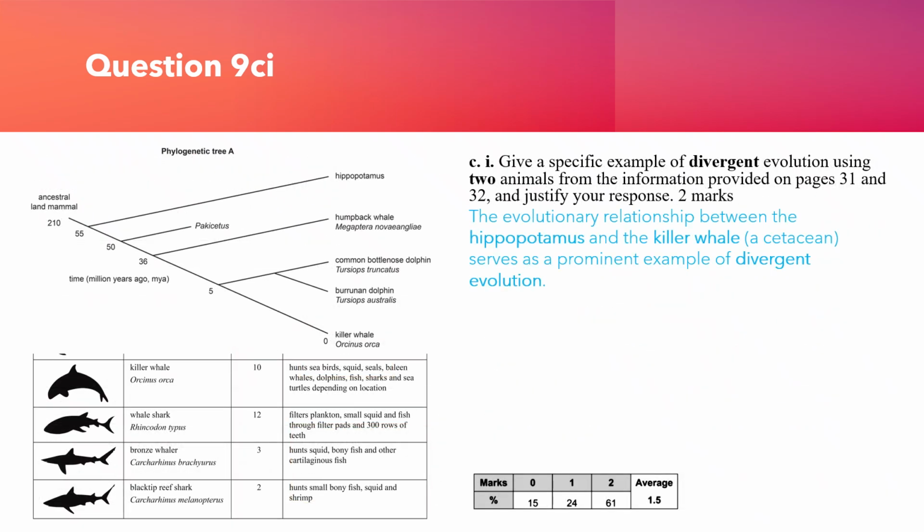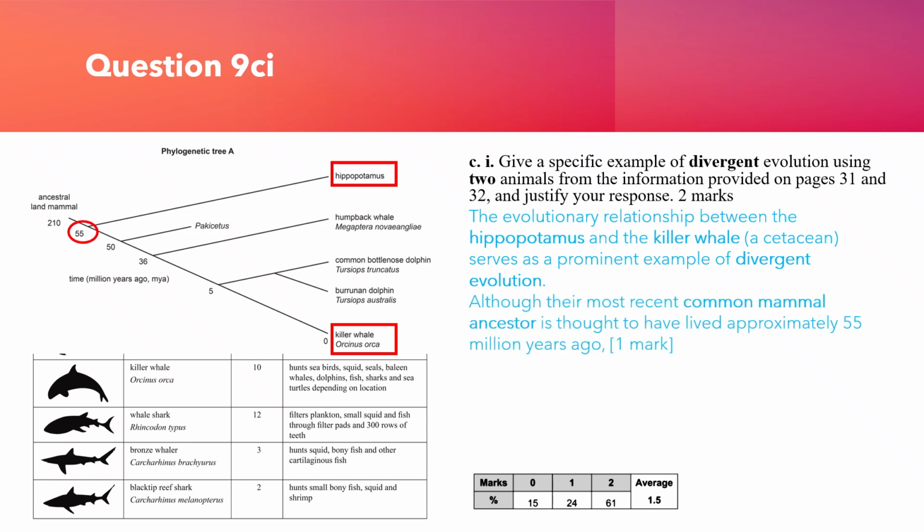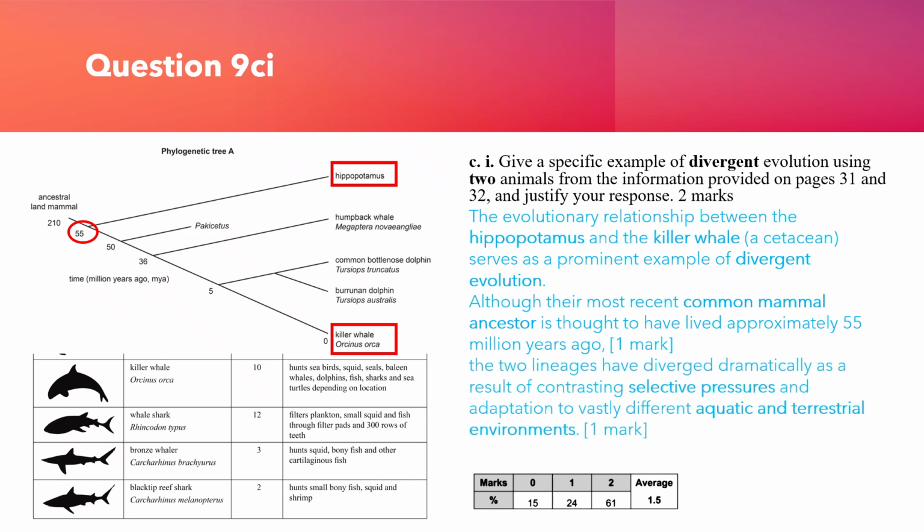The evolutionary relationship between the hippopotamus and the killer whale, a cetacean, serves as a prominent example of divergent evolution. Although their most recent common mammal ancestor is thought to have lived approximately 55 million years ago, the 2 lineages have diverged dramatically as a result of contrasting selective pressures and adaptation to vastly different aquatic and terrestrial environments.